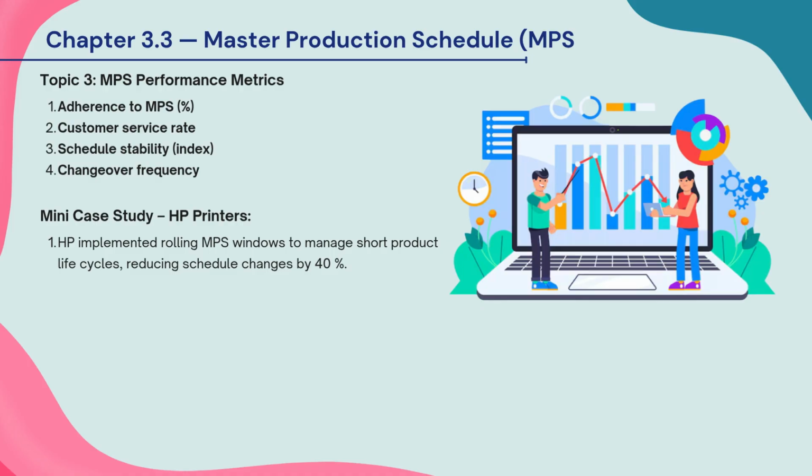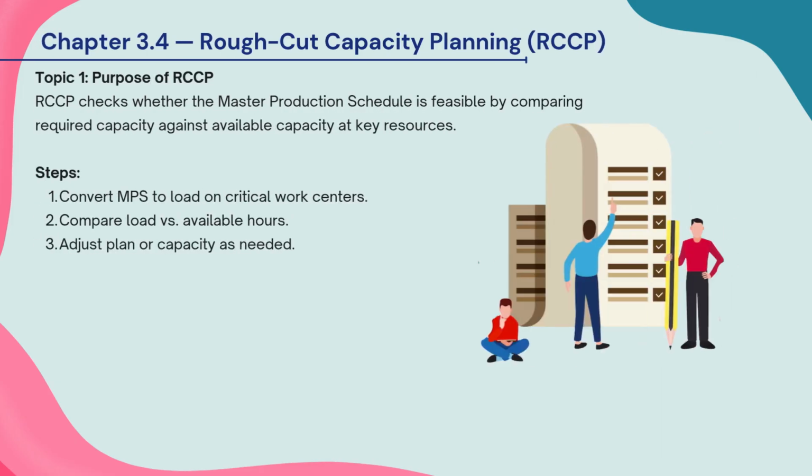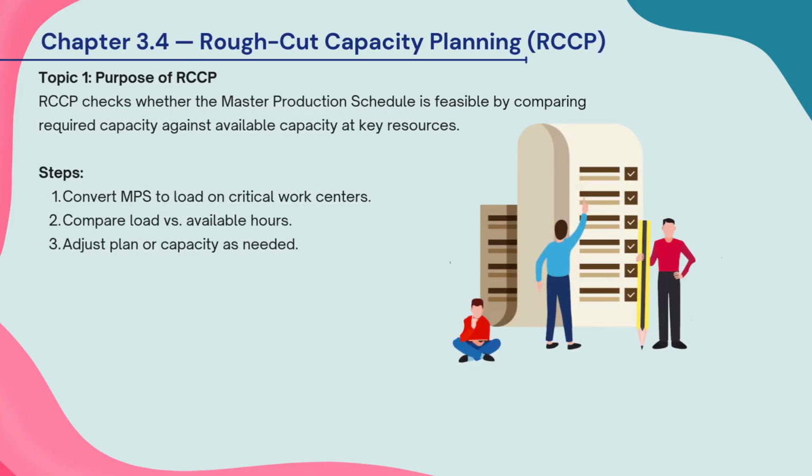Mini case: HP printers. HP used rolling MPS windows to handle short product life cycles, resulting in a 40% reduction in schedule changes. RCCP, or Rough Cut Capacity Planning, checks whether the master production schedule is realistic by comparing required capacity with available capacity at key work centers.